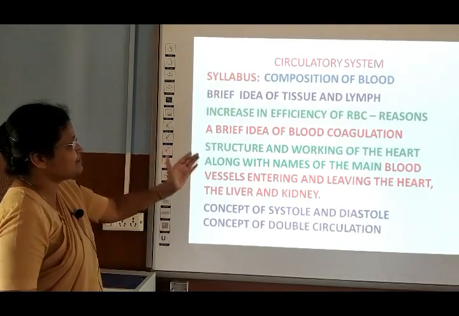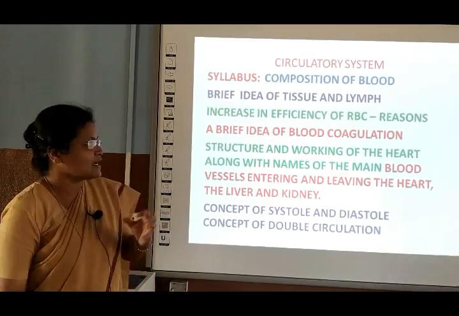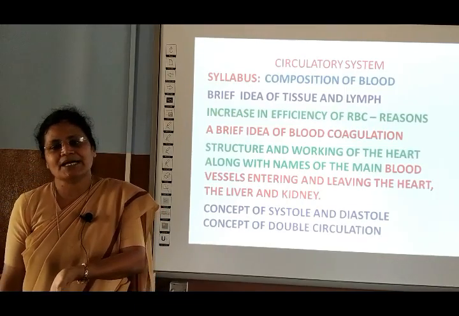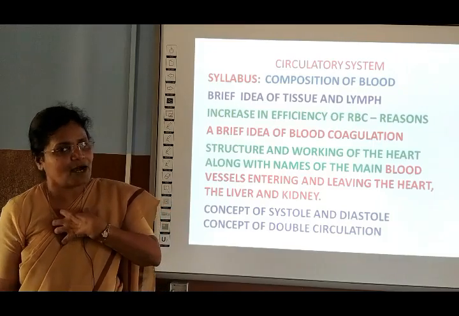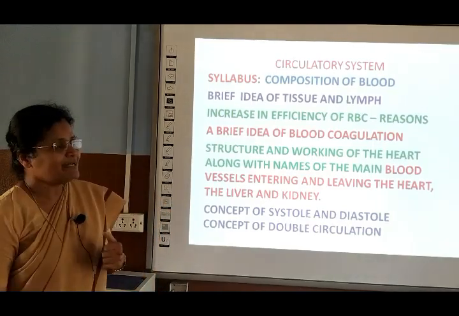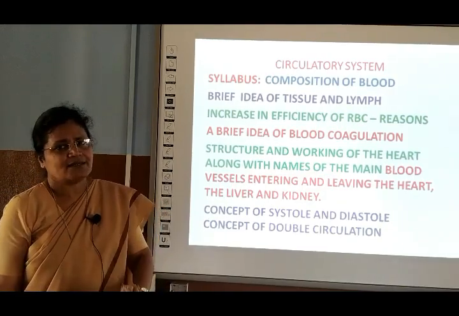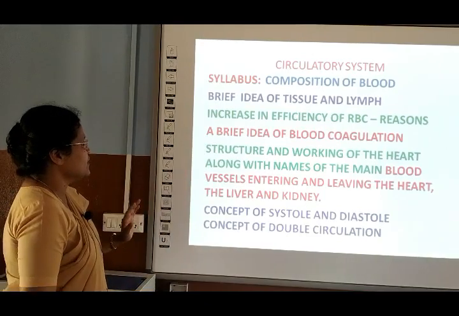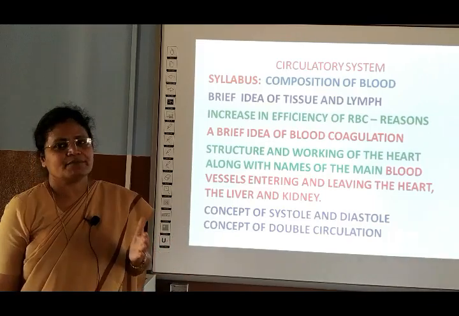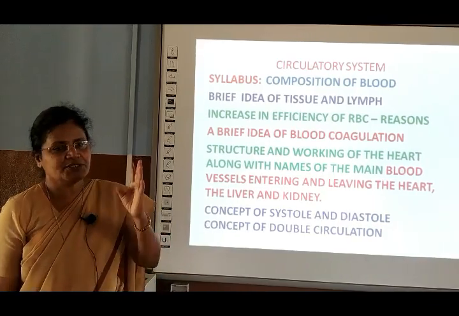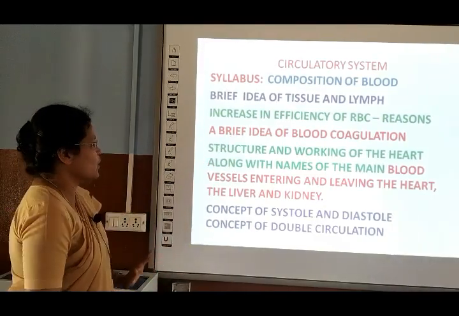Then you have the efficiency of RBC, because when we go for the composition of blood, we will also come across the blood cells and the plasma, the different types of blood cells. One of the blood cells present in our blood is your RBC, that is your red blood cells, and how it is efficient in doing its function, that we will see, and the reasons why it is so efficient. Then a brief idea of blood coagulation, that is blood clotting. After we finish RBC, WBC and blood platelets, we will also learn about blood coagulation.